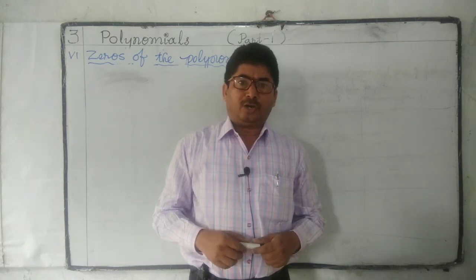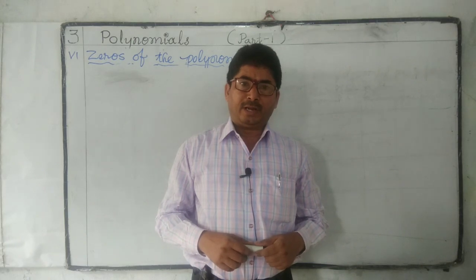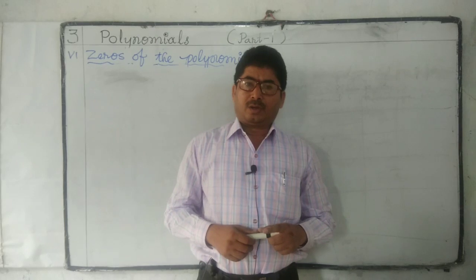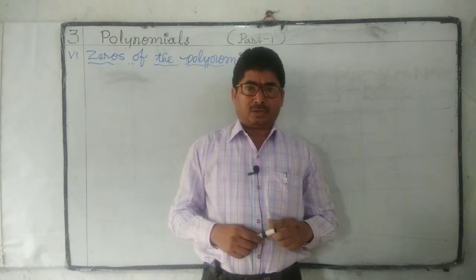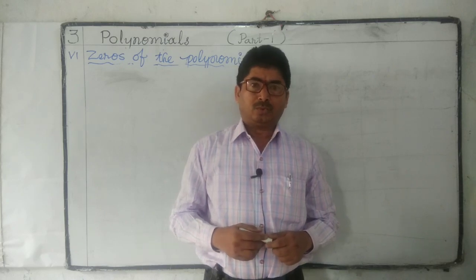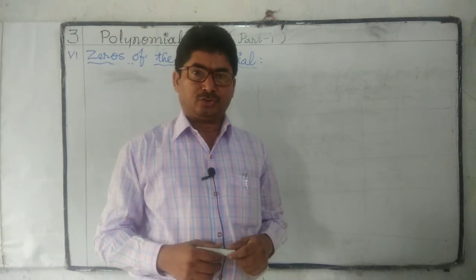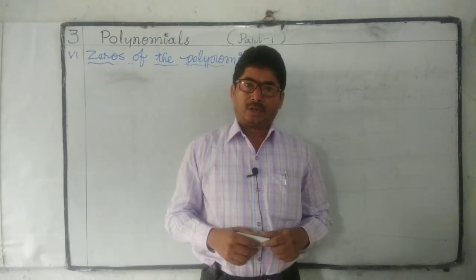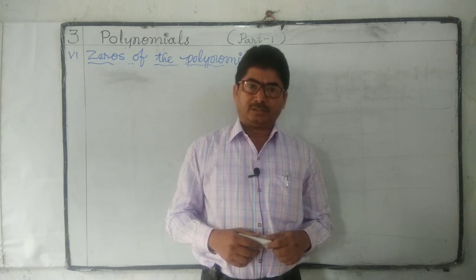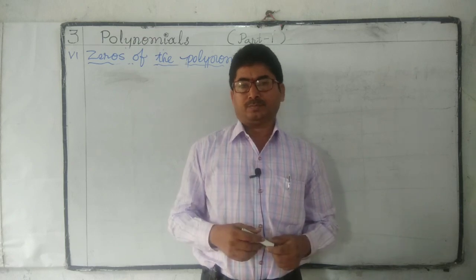A constant polynomial has no zeros. A linear polynomial has 1 zero. A quadratic polynomial has at most 2 zeros. A cubic polynomial has at most 3 zeros. A polynomial of nth degree has at most n zeros.